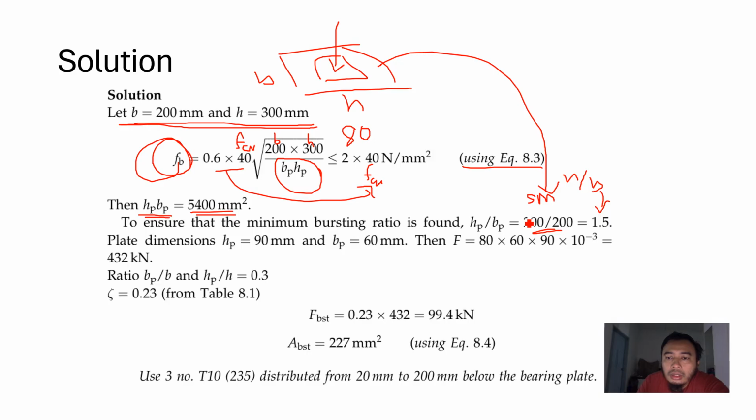So in that case, you convert this 1.5 from this 5400. So you propose that the dimension is 90 times 60. As you can check back here, 90 over 60 is equal to 1.5. So the ratio is similar. So you get the least would be BP, and also HP, B here. So BP over B.